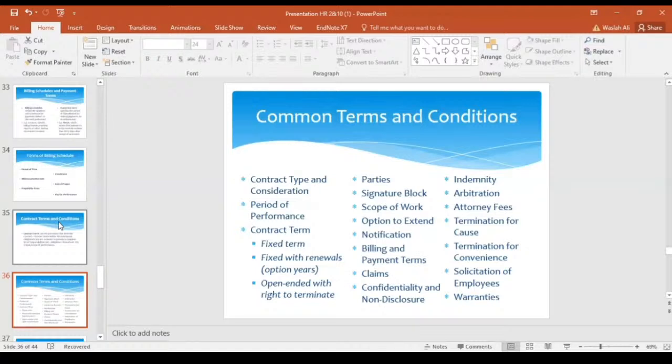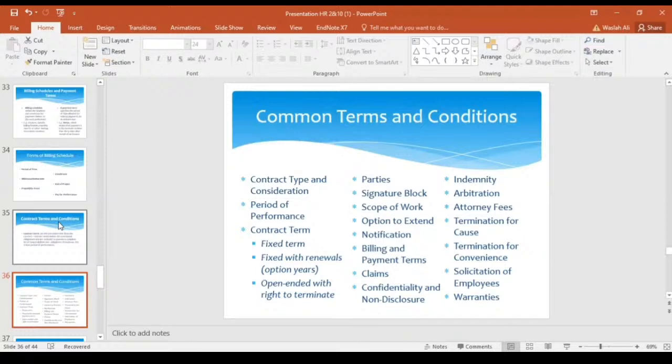Open-ended with the right to terminate. So these are the contract terms in which start and end dates are not defined, and both parties have the right to terminate the project anytime. Now we have parties. Parties includes the names of the organizations and they are listed in this portion. Our next term is signature block. This signature block includes the signatures of both contracting officials.